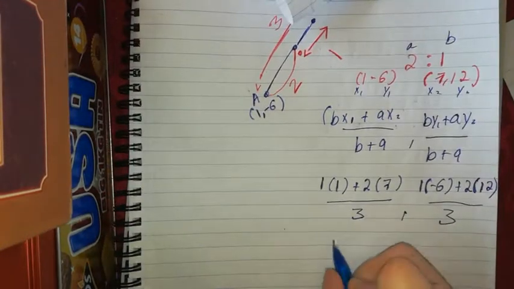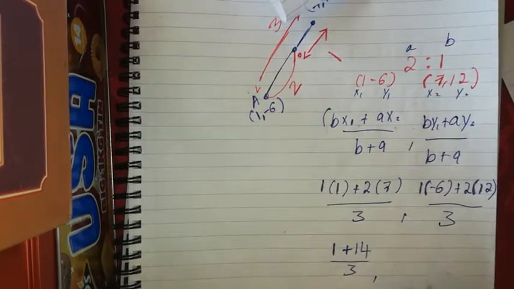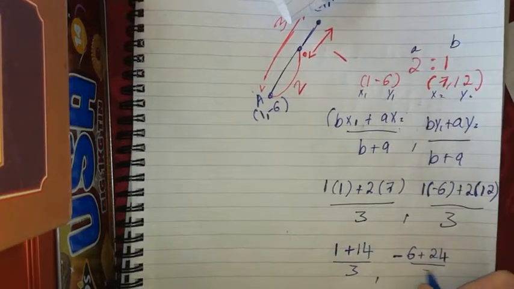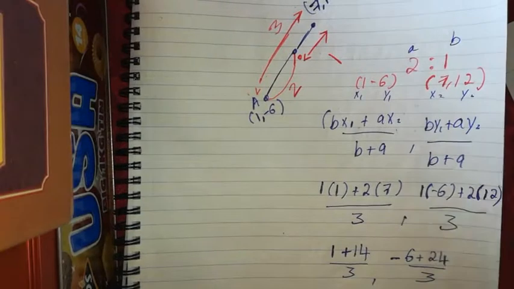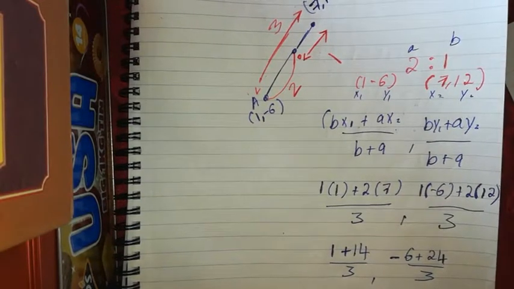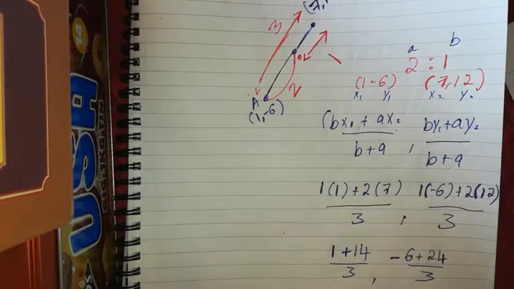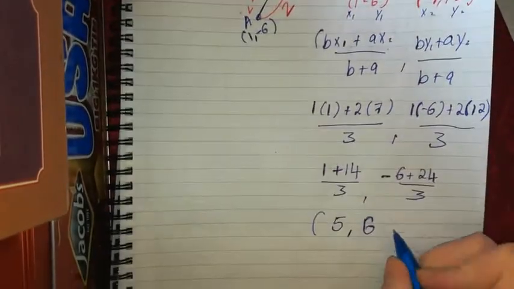So that's 1 by 1, which is 1, 2 by 7, which is 14, over 3, and then -6 plus 24 over 3. So that's going to be 15 divided by 3, which is 5, and 18 divided by 3, which is 6. So our point is (5, 6).